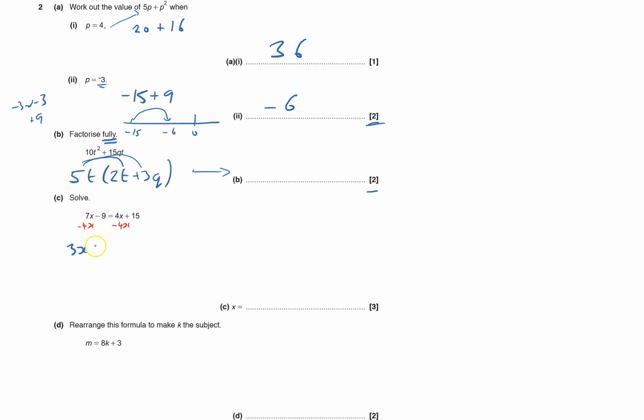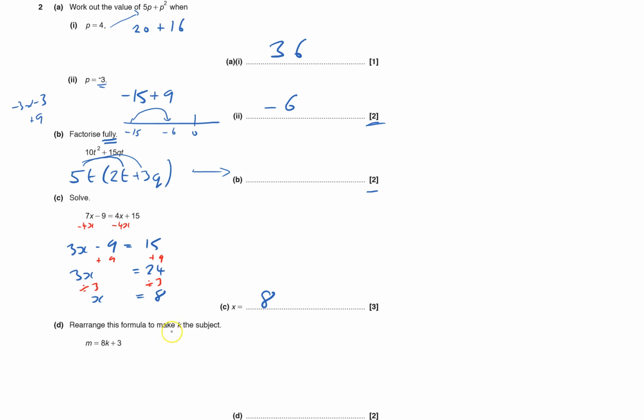So that'll be 3x minus 9 equals 15. And I need to get rid of the minus 9, so I'm going to add 9 to both sides. And that will give me that 3x equals 24. I don't want 3 x's, I just want 1, so I'm going to divide both sides by 3, and that will give me that x equals 8. I will write that down there this time.